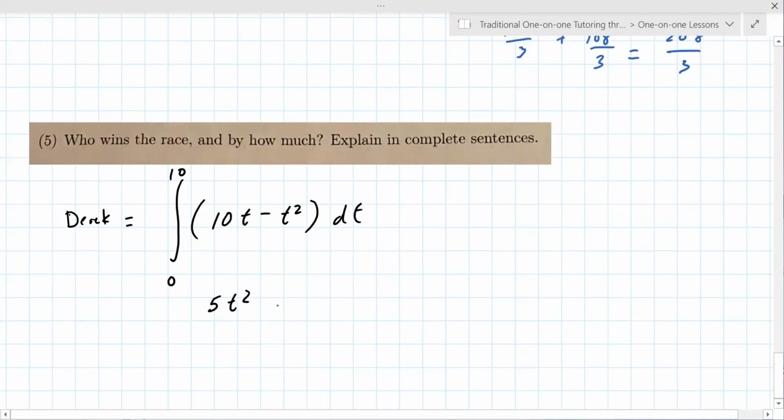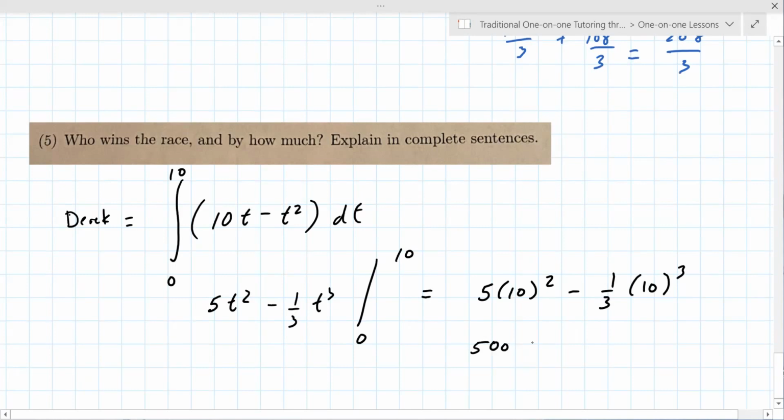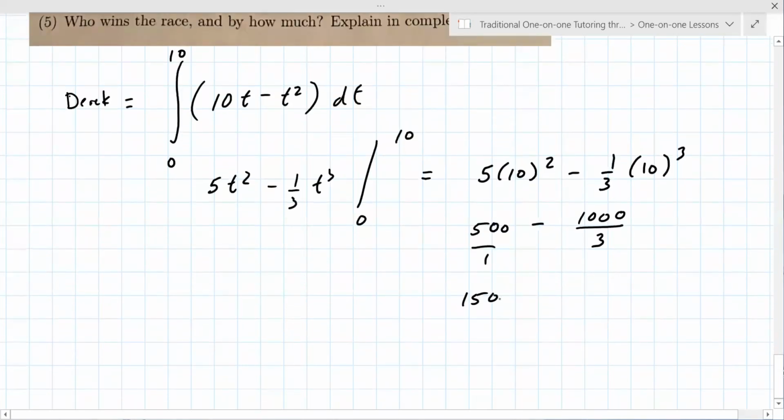Okay. So we're going to find the antiderivative of this. It's 5t squared minus 1/3 t cubed. And we're going to evaluate from 0 to 10. So that's 5 times 10 squared minus 1/3 times 10 cubed. So that's 500 minus 1000 over 3. So that's really 1500 over 3 minus 1000 over 3, which is 500 over 3. And that's how far Derrick went. He went 500 over 3.